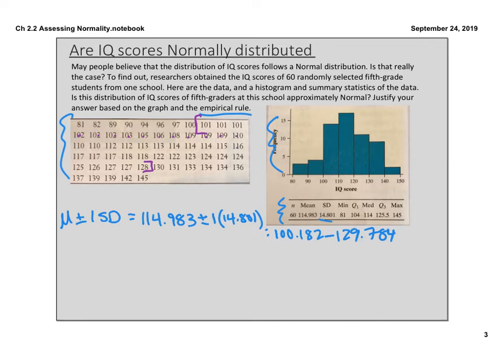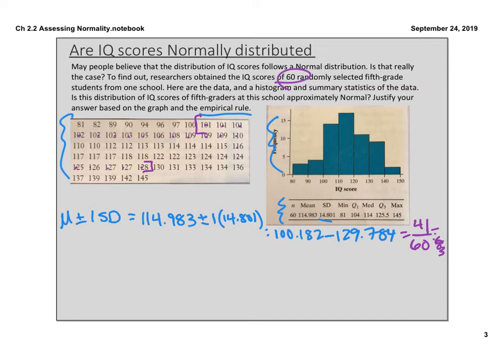So that's 22, that's 33. 34, 35, 36, 37, 38, 39, 40, 41. So this is 41 points out of the 60 that we're looking at, and 41 divided by 60 gives me 0.683. Sorry, I'm running out of room here. Okay, so that's a good start.